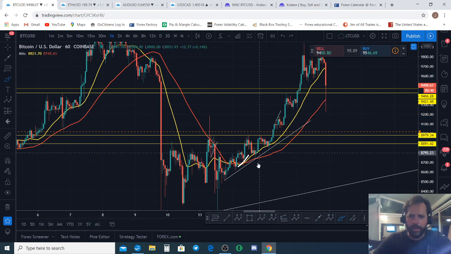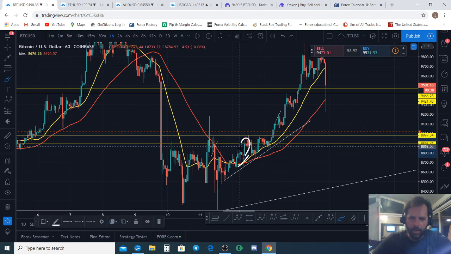Boom. Why don't we enter at the cross? Because the cross happened up here when price was at the top of this candle. If you're entering at the top of that candle, you're going to have to wait through that pullback. So wait for the pullback anyway.